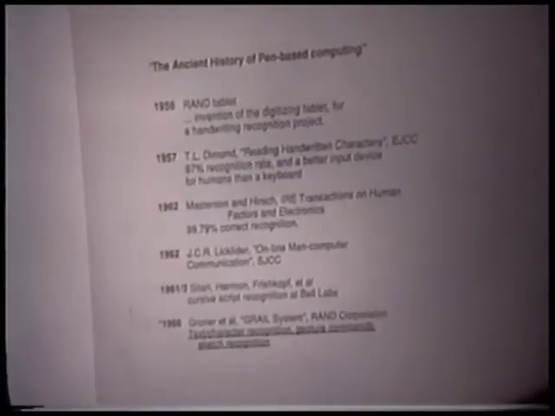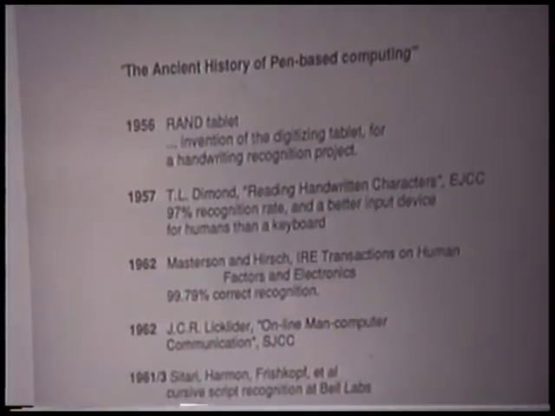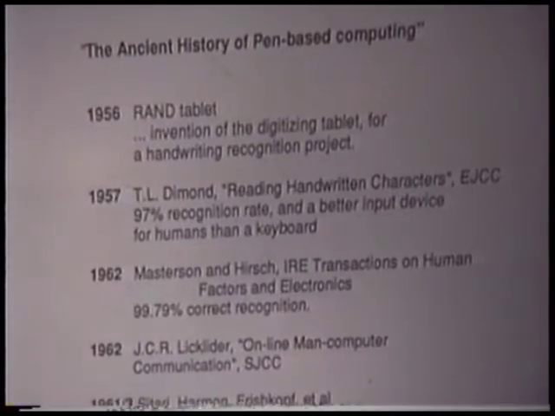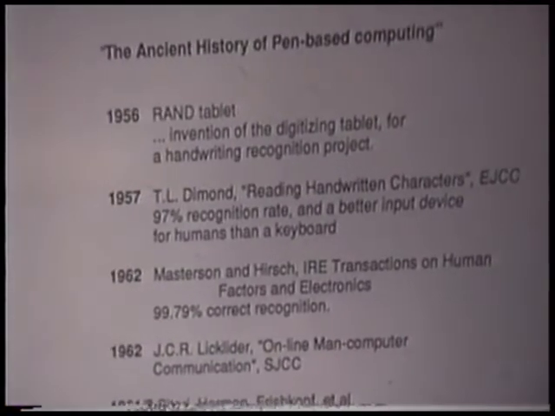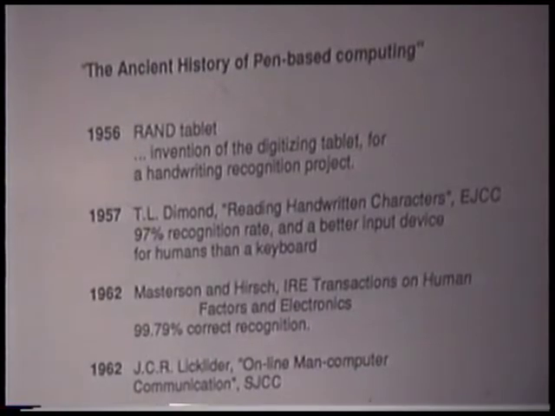Now that we've gotten out of the archaeology, we're into the ancient history of pen-based computing. 1956, the invention of the RAND digitizing tablet. This is the first digitizing tablet. It was invented as part of a handwriting recognition project at Rand Corporation. 1957, this and other projects were written up at the Eastern Joint Computer Conference. It's interesting to note that in 1957, they were stating that they were getting a 97% successful recognition rate, and that this was a much better user interface device, although they referred to a man-machine interface, than a keyboard. The application was filling out coding sheets and editing them in real time for Fortran programs.